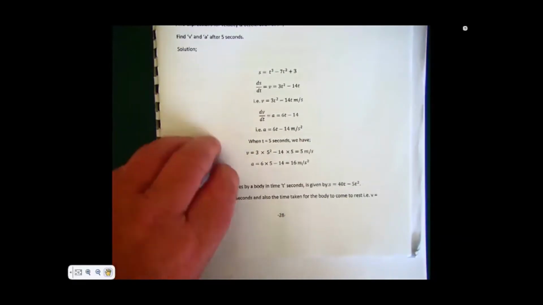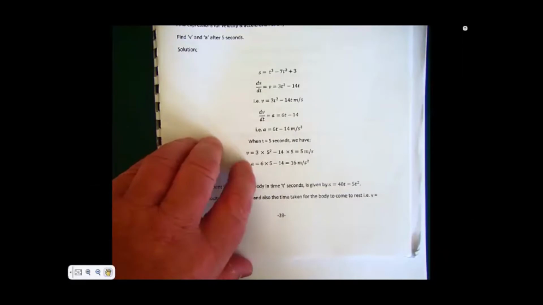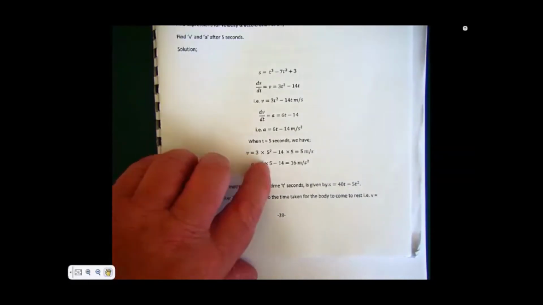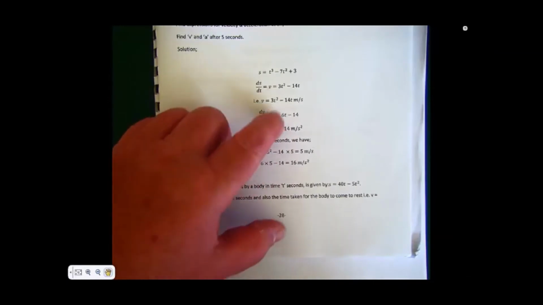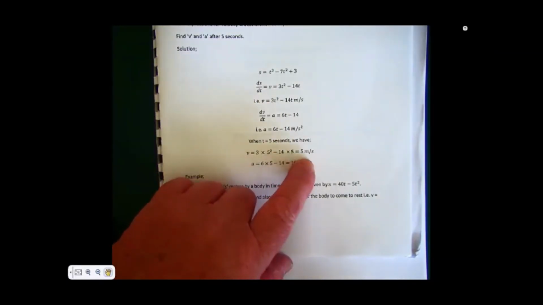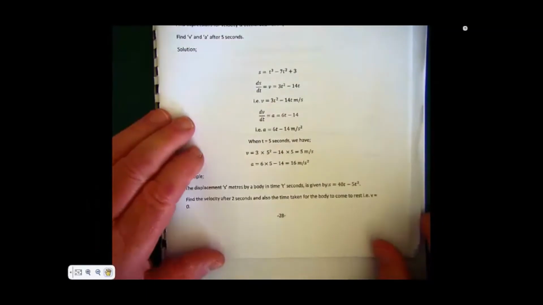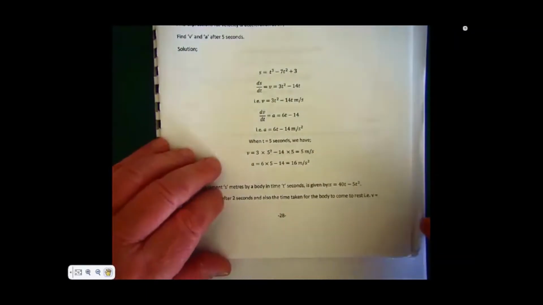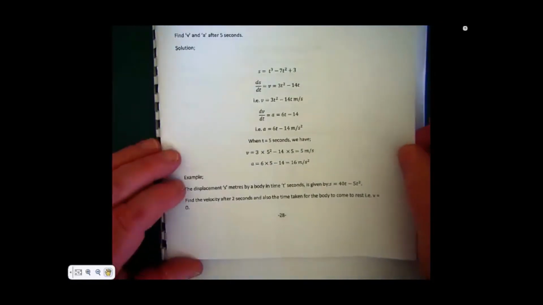Now the last part of the question says find v after 5 seconds and find a after 5 seconds. So we simply put the 5 into these terms that we've got, work them out carefully, and we get 5 meters per second for v and 16 meters per second squared. Okay, so that one is a good one to study for a second differentiation. The next one at the bottom there is very similar.